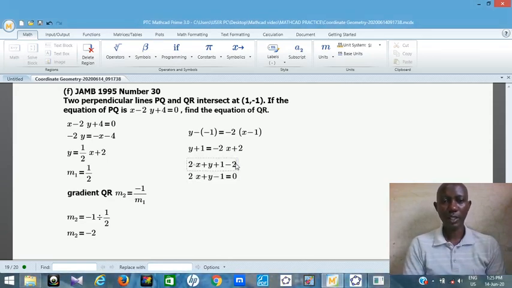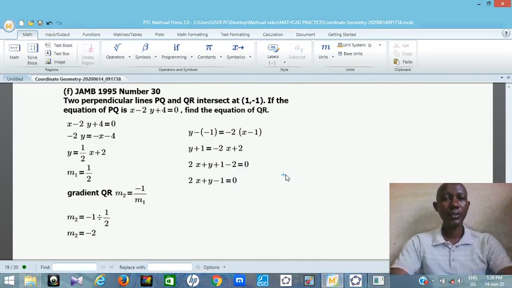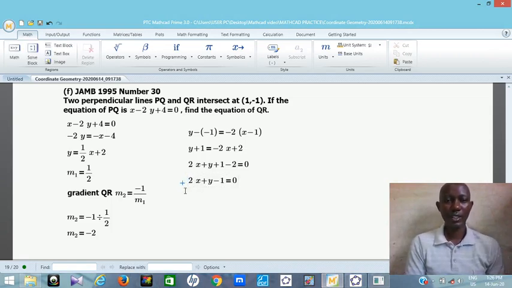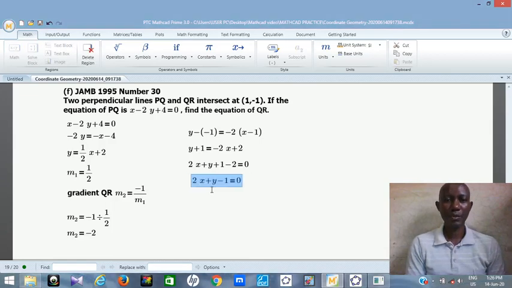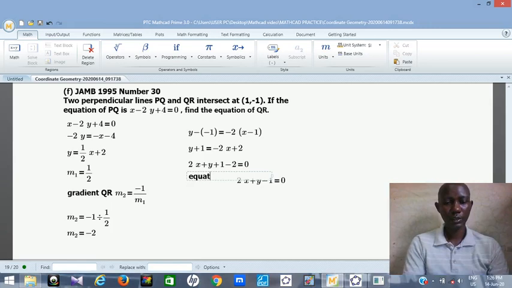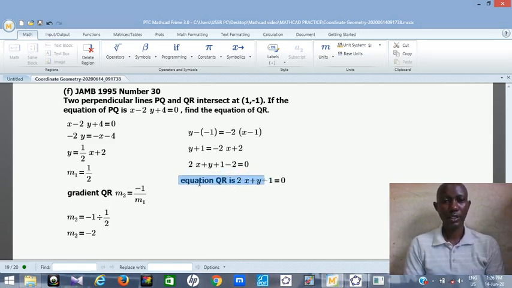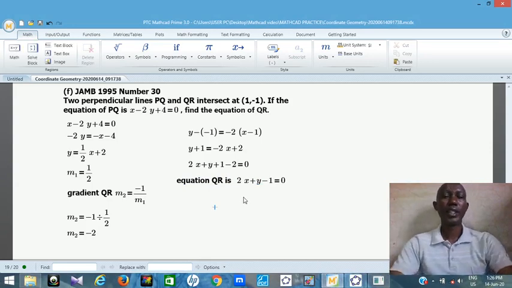So there's equal to 0 here, don't forget, equal to 0. So that is all for this question. So the equation of QR is this. Let me put it in a statement. So the equation of QR is this. So that is the answer.